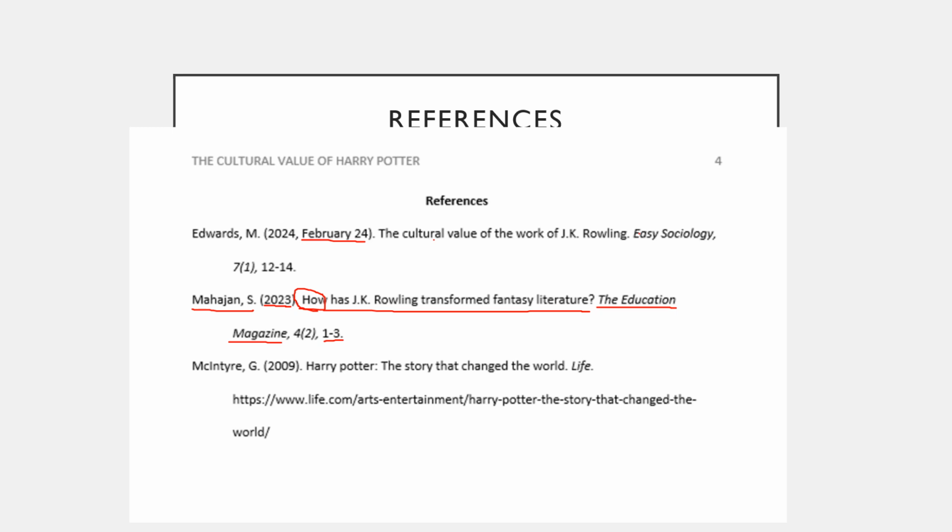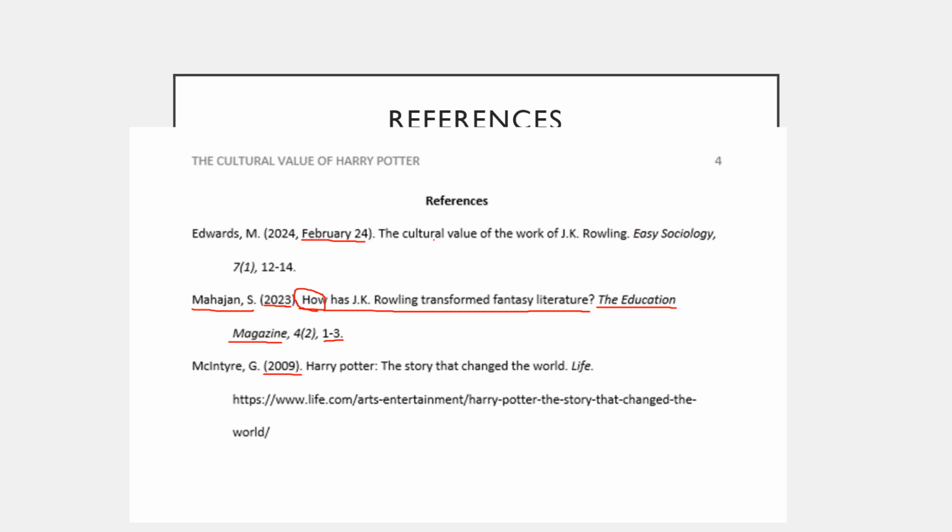Now, this next one is a website. So I put this together for you. All right. It was written by G. McIntyre in 2009. And so this is what I was talking about with the colon and semicolon. Let me get rid of that real quick. Harry Potter, colon, the is capitalized. Story that changed the world.